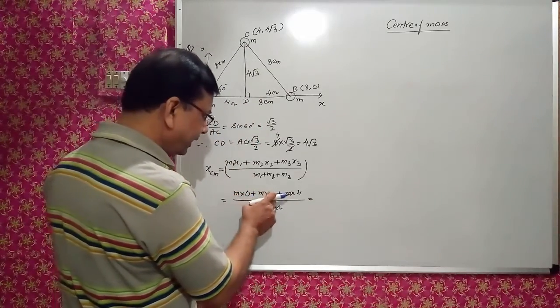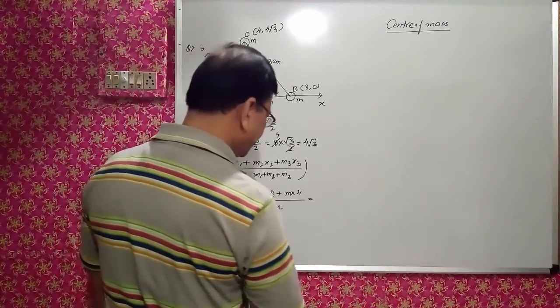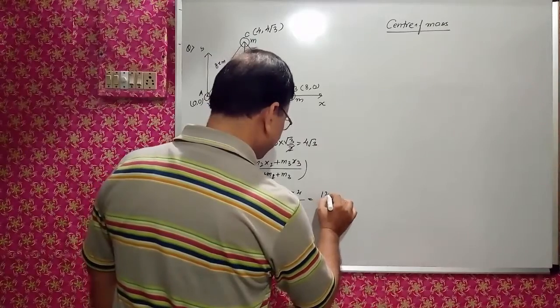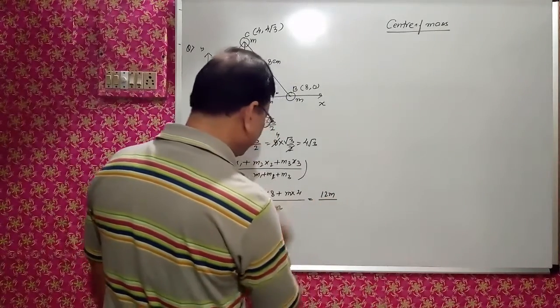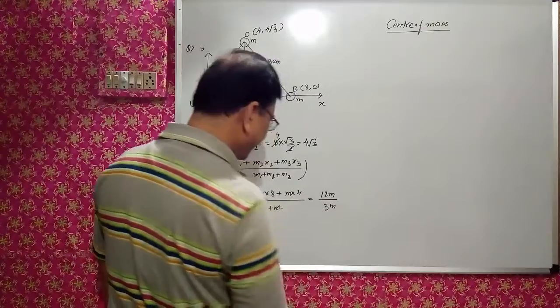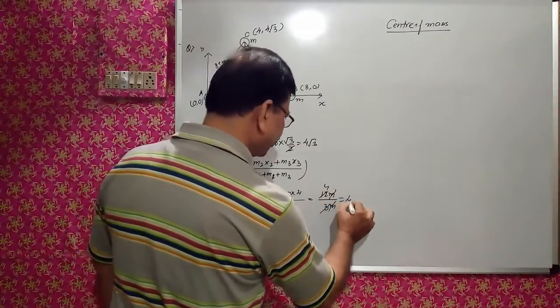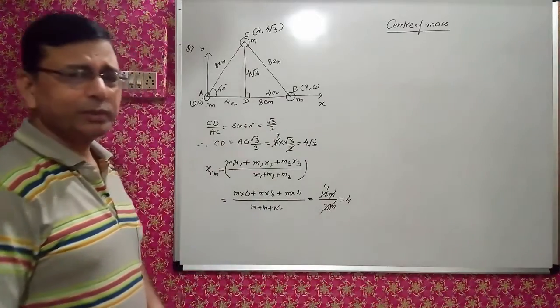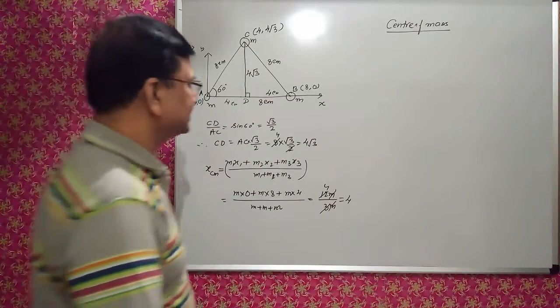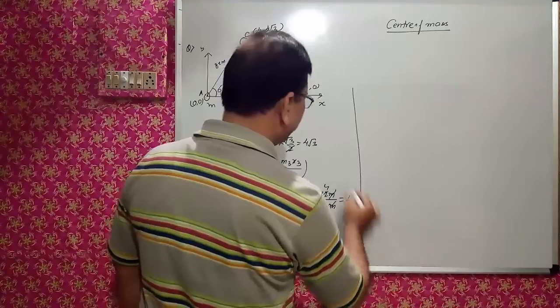This will become 0, 8m plus 4m, that is 12m upon 3m. M and m will go, 4 times will go, that means the x coordinate we got. X coordinate of what? Center of mass. And we will go for the y coordinate now.